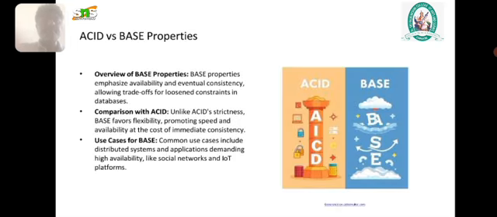And ACID with BASE properties. The BASE properties emphasize availability and eventual consistency, allowing trade-offs and loosened constraints in databases. In comparison with ACID's strictness, BASE favors flexibility, promoting speed and availability at the cost of immediate consistency. Common use cases for BASE include distributed systems and applications demanding high availability, like social networks and IoT platforms.